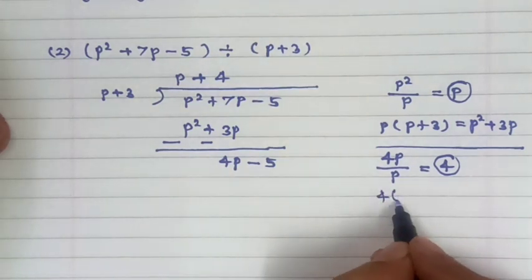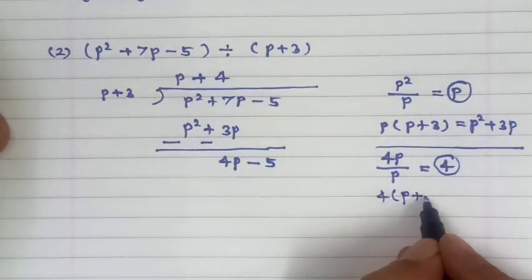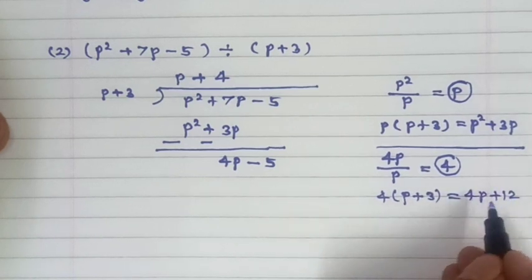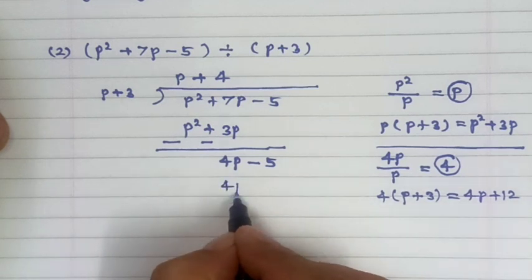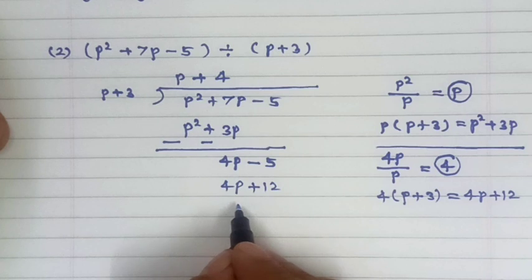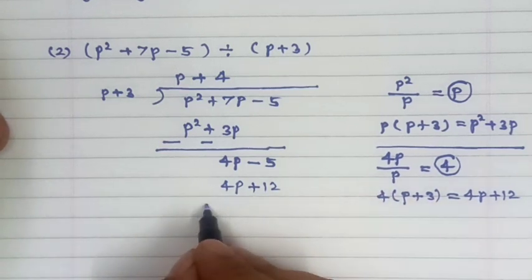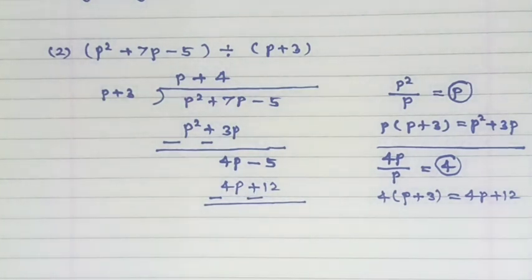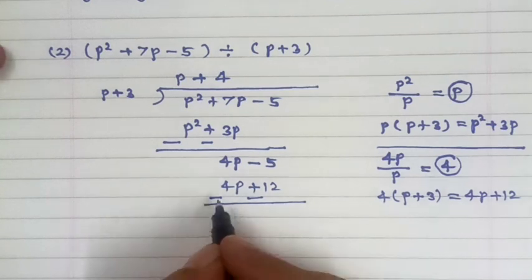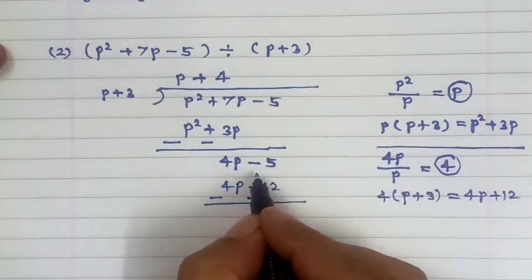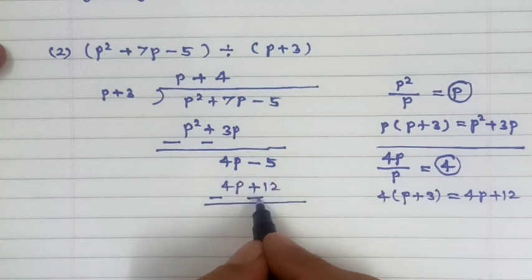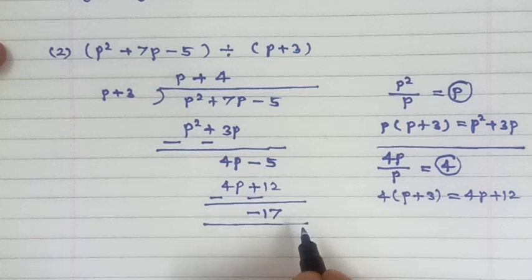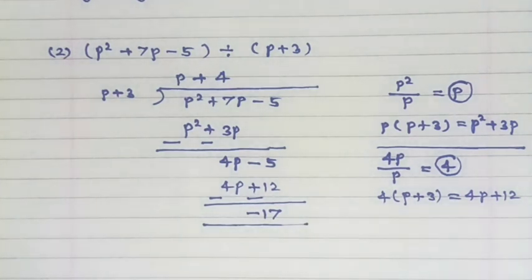Now this 4 you multiply to p plus 3, you will get 4p plus 12. The same thing you are going to write here, 4p plus 12. So d and m is over. Now the next step is s, means subtract. When you subtract, the sign changes and you write 4p minus 4p, which is 0, and then minus 5 minus 12 will be minus 17. So minus 17.